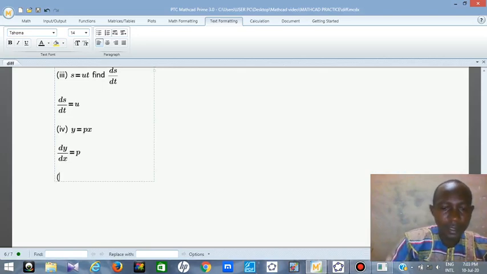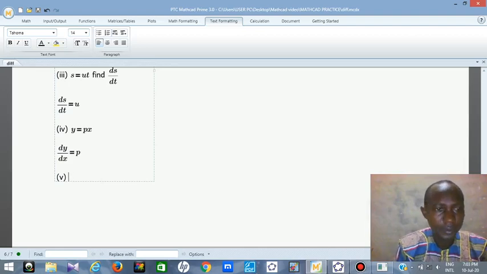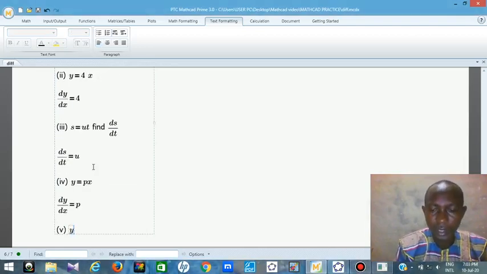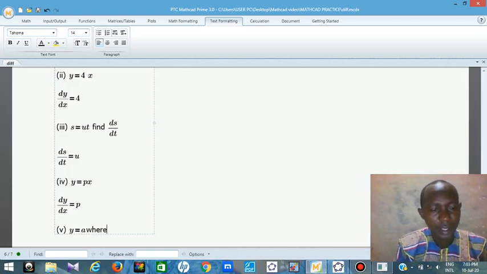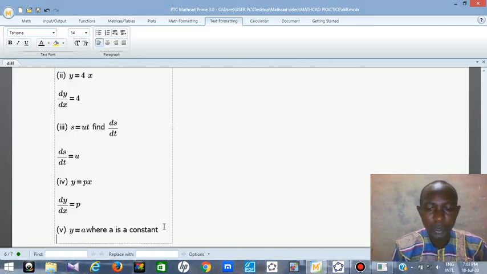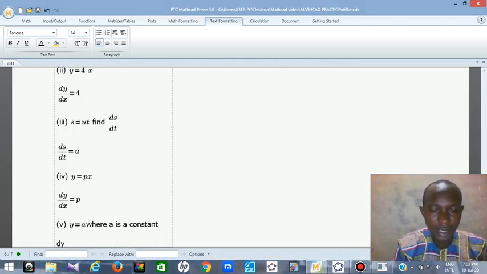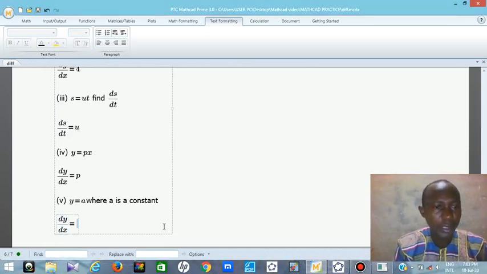Okay, let's go to number 5. Let's assume you have to differentiate something like this. Let's say y equals to a, where a is a constant. Understand? Where a is a constant, so take note of this. So if you are differentiating a constant, what will be your answer in this case? In this case now, dy/dx is going to be equal to 0.